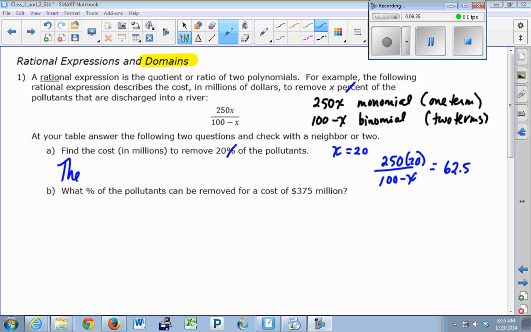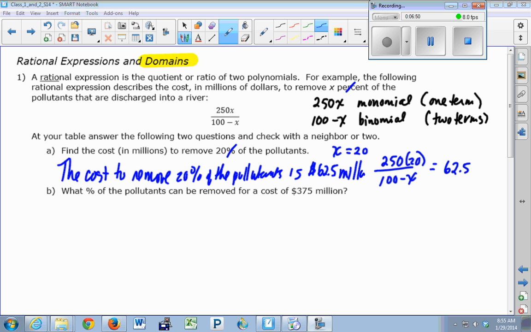So you can say the cost to remove 20% of the pollutants is, now you put on your 62.5 million. Okay, that's where you do it. When you solve an equation, your equation at this point doesn't have any units attached to it. Okay, now what percent of the pollutants can be removed for the cost of 375?